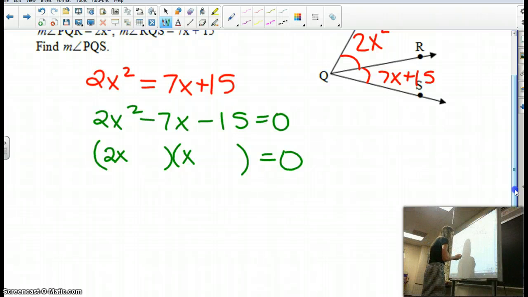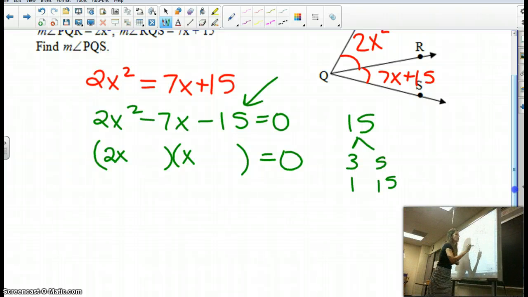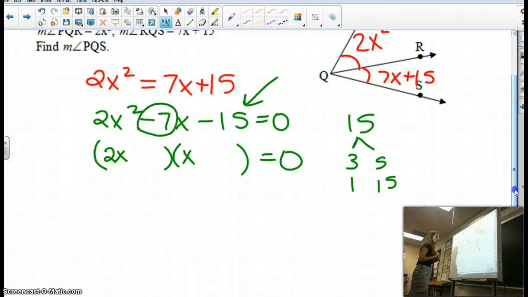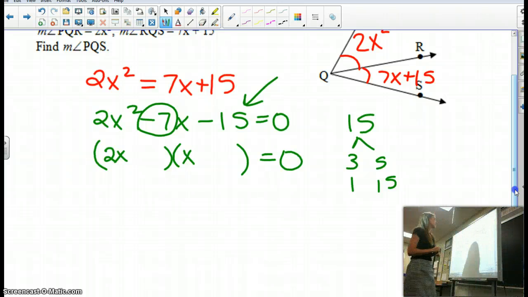Here's where it gets tricky. I go to the side and I write 15. I got that from right here. And I need to think of the factors of 15. So you sit there and you brainstorm. Okay, we've got 3 and 5, and we've got 1 and 15. Oh, thank goodness, there's not a lot of options. Now the trick here is you need to make a -7. And you get to double one of those factors to help you make that -7. So let's play with it.